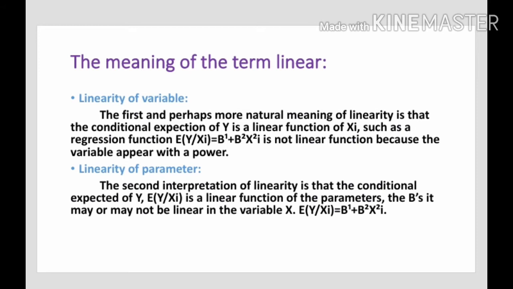Next topic, linearity in the parameter. The second interpretation of linearity is that the conditional expectation of Y, E(Y|Xi), is a linear function of the parameters, the betas. It may or may not be linear in the variable X. For example, E(Y|Xi) = beta 1 + beta 2 Xi square.